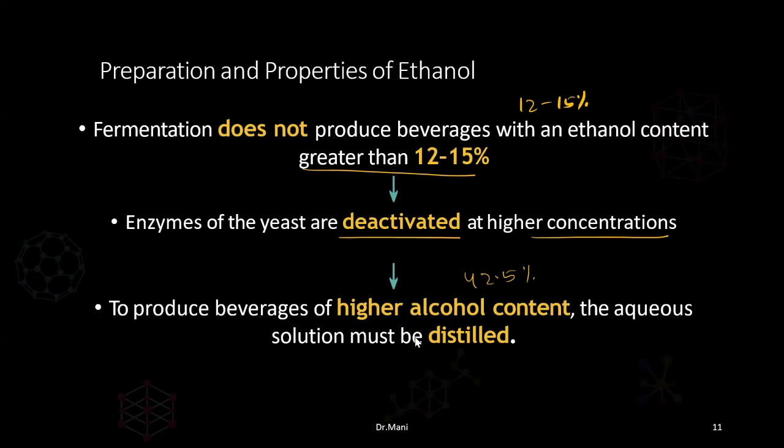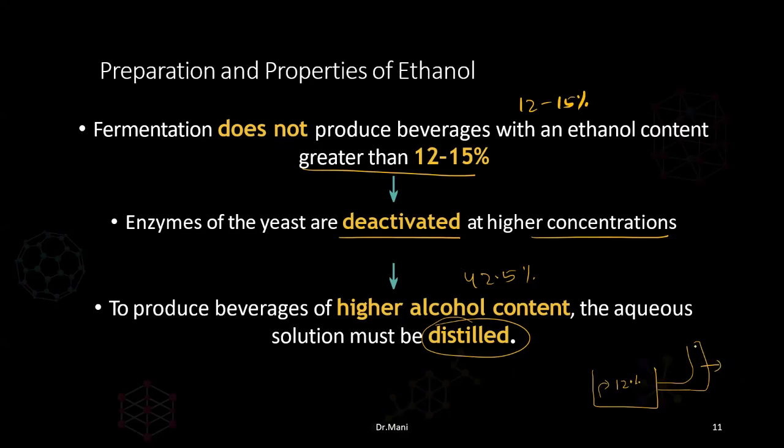higher alcohol content can be obtained by distillation. So distillation means whatever the concentration is there, we'll be continuously removing it and making it a concentrated one. Suppose this bucket has 12% alcohol. With the help of distillation, I'll remove this 12% alcohol, and the leftover will again start making 12%. By this, the complete alcohol that is formed, I'm removing through distillation.